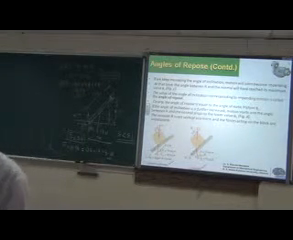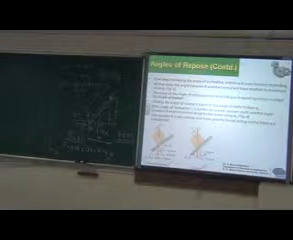So the answer for the second one is 5.1. Let's take on the next problem.